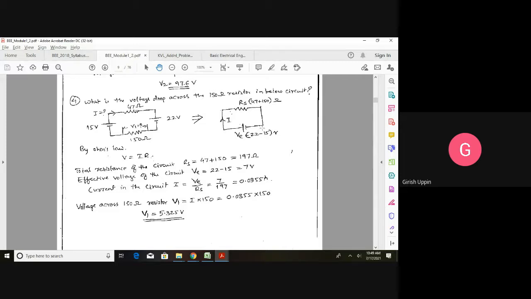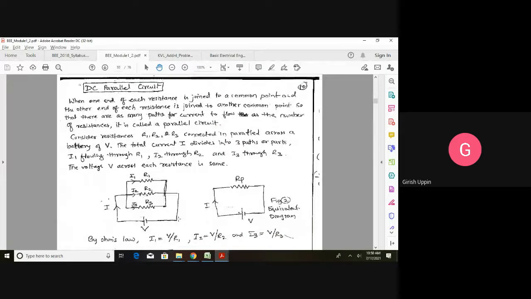This is how the circuit diagram looks, right? Once you know the resistance and the voltage, you can easily calculate the current. Resistance is 197 ohm, voltage is 7 volt. Therefore current I is equal to V by R_S. This is the total current. Once you know the current, the same amount of current will flow through the 150 ohm. So what is the voltage across this? Current into resistance, that is I into 150. We get this voltage V1 as 5.325 volts.